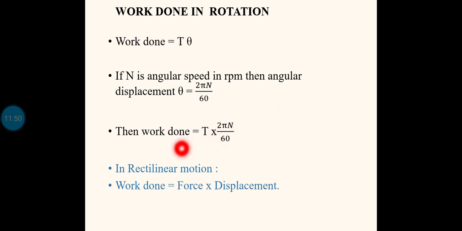Okay. Now, work done is equal to T into 2 pi n by 60, or simply it is 2 pi nT by 60. This is one of the fundamental equations used in the field of rotating bodies to find out the work done. Work done equal to 2 pi nT by 60.